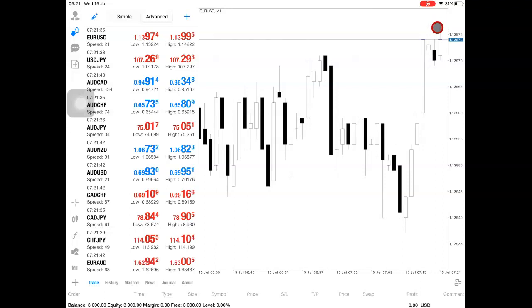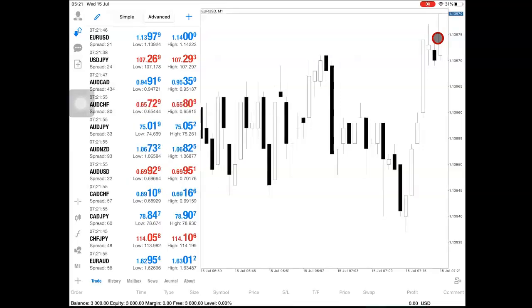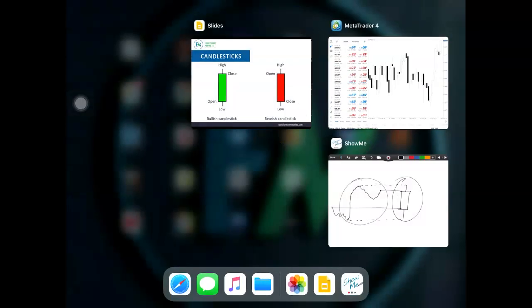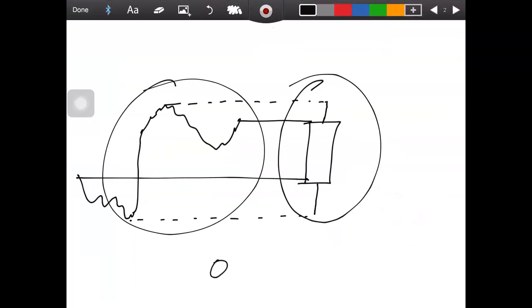And so when you want to interpret it, all you need to do is put your mouse on the candlestick. It will show you the high point, low point, open and close. These are always represented by OHLC.